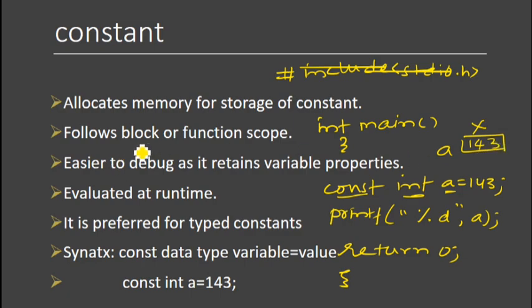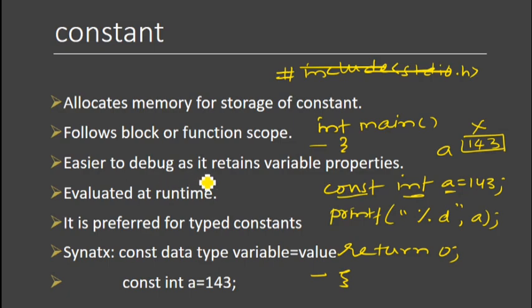It follows block or function scope, because I am declaring const int a equal to 143 within the main function. I can also declare it before the main function, but usually we declare the constant in the main function. So it follows block or function scope: the value of a remains available within the block or function, or globally if declared globally.